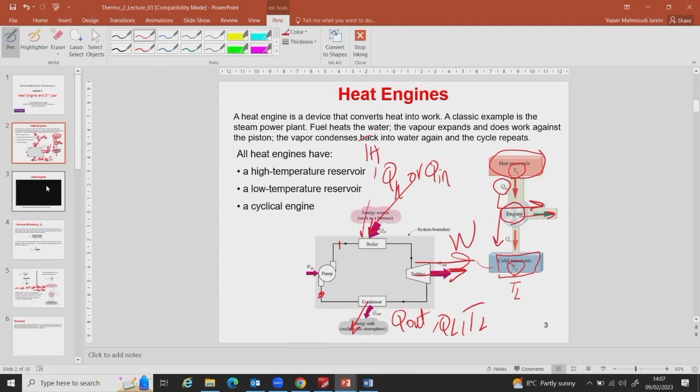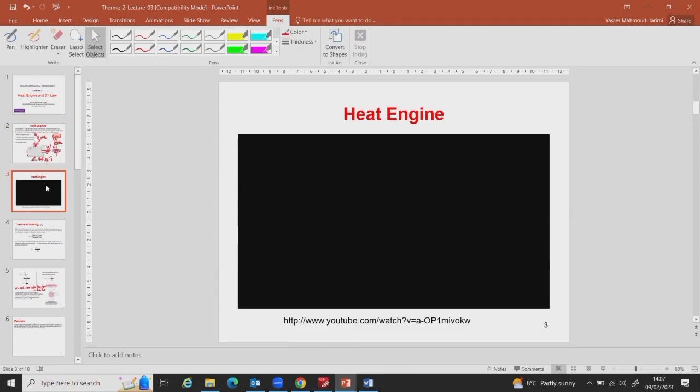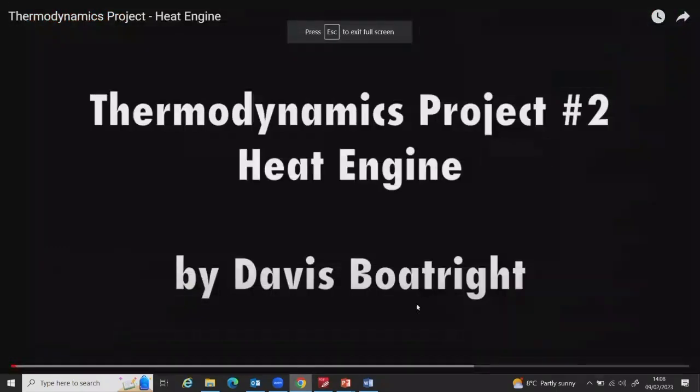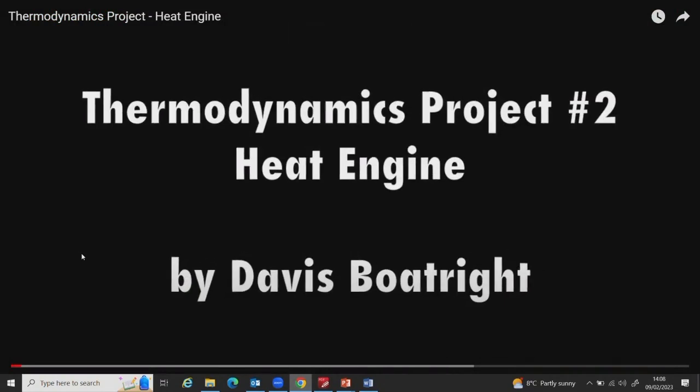There's a nice video showing how a heat engine actually works in a very simplified demonstration. The video doesn't play here, so I have to show you on YouTube. Let's see how it works and how it has the three main parameters we just mentioned.